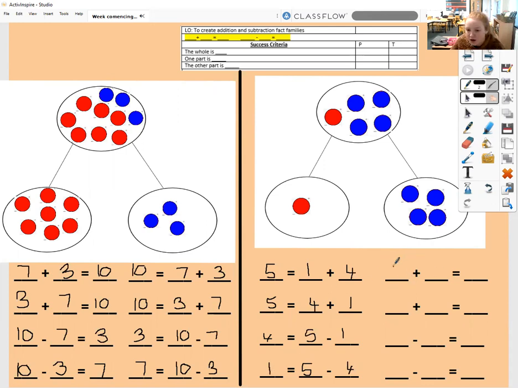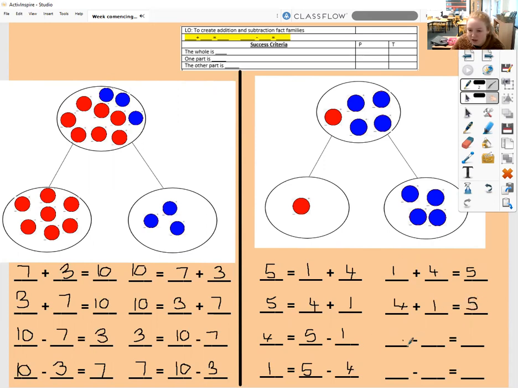So here we've got my two parts. My first part is 1, my other part is 4, equals my whole, which is 5. Look at my two parts here, I'm going to swap them over. So my first part is 4, my other part is 1, and my whole is 5.